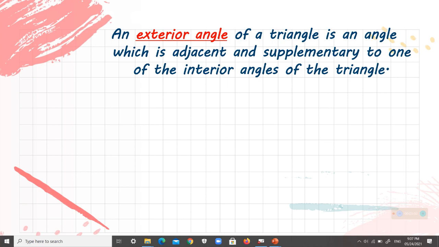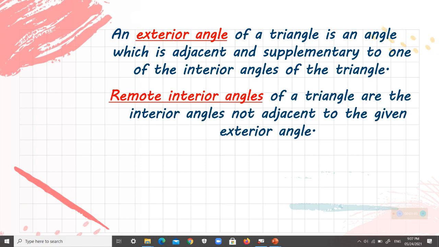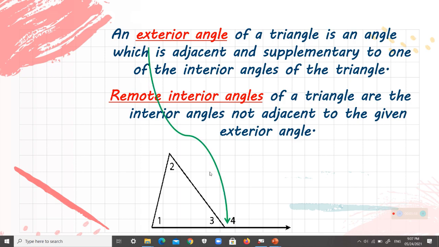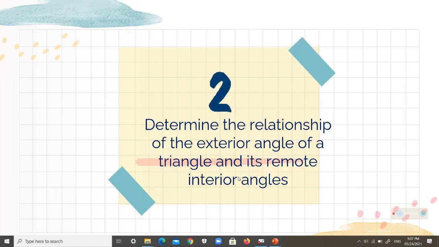So an exterior angle of a triangle is an angle which is adjacent and supplementary to one of the interior angles of the triangle, while remote interior angles of a triangle are the interior angles not adjacent to the given exterior angle. So in the given figure, our exterior angle is angle 4, while the remote interior angles are angles 1 and 2, which are not adjacent to the exterior angle. Okay? So those are the definitions of the different terms.